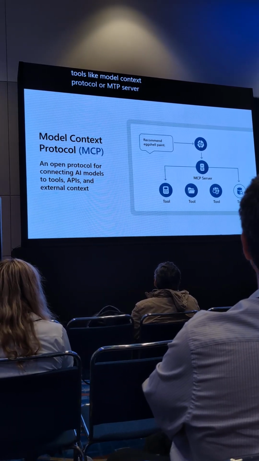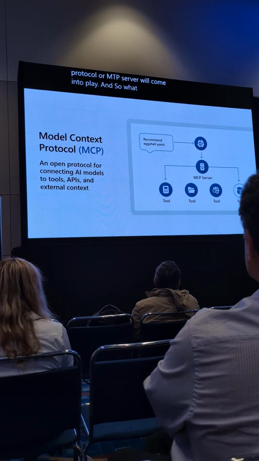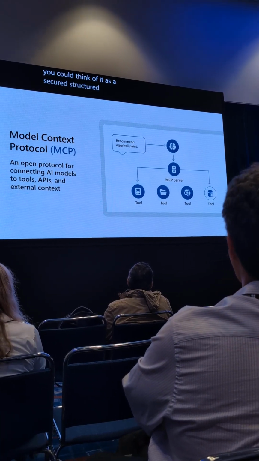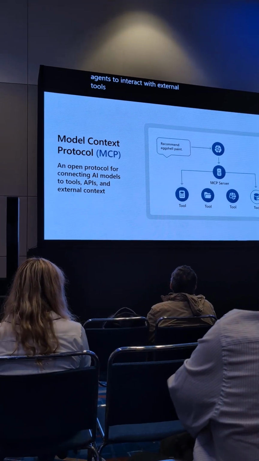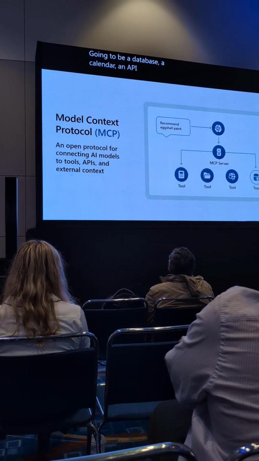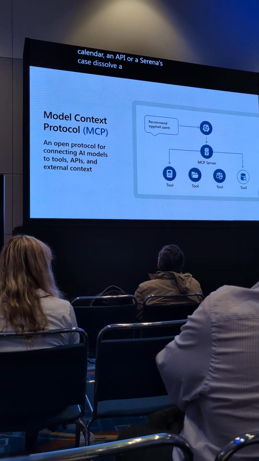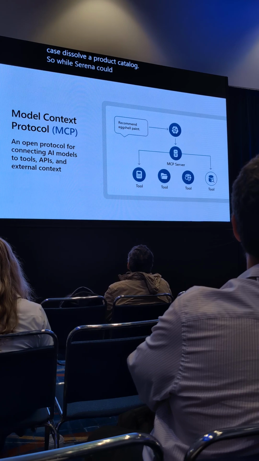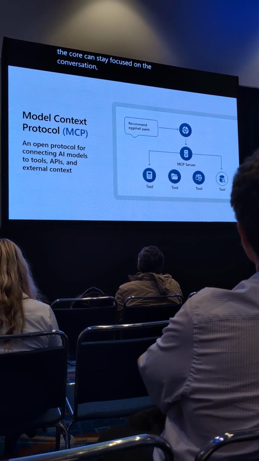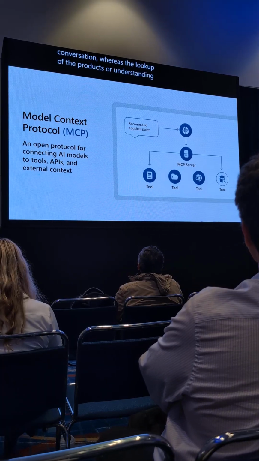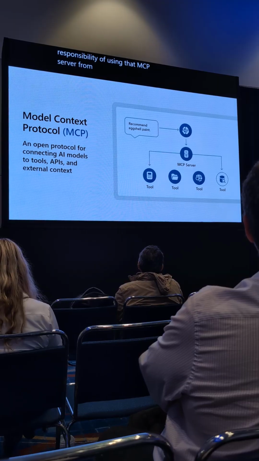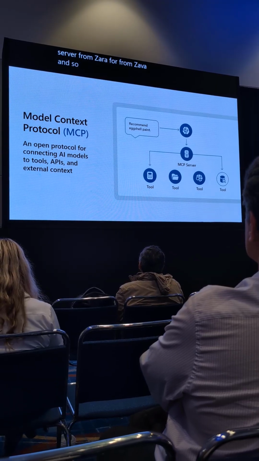And so what is the Model Context Protocol or MCP? You can think of it as a secured, structured way for your agents to interact with external tools or services. So whether that's going to be a database, a calendar, an API, or in Serena's case, the Java product catalog. So while Cora could stay focused on the conversation, the lookup of the products or understanding how that database works is all going to be the responsibility of that MCP server from Java. And so all that orchestration is going to be possible in that way.